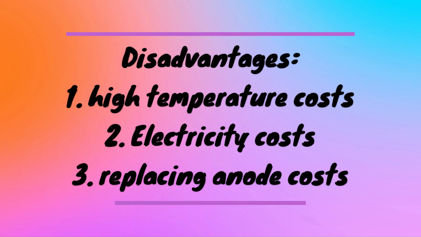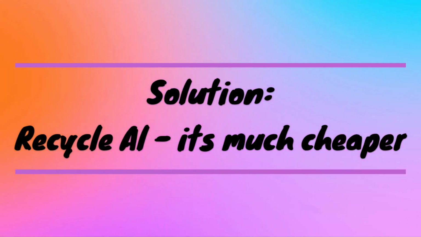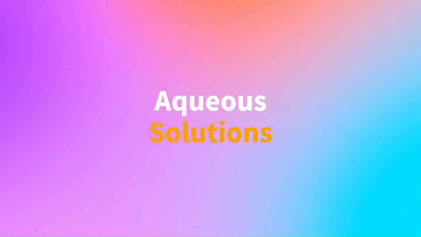Now there are 3 disadvantages to the electrolysis of aluminium oxide. Number 1, we have high temperatures, that means we've got high costs involved. Number 2, we've got electricity costs, and number 3, we have the cost of replacing that anode. That means that the electrolysis of aluminium oxide is very, very expensive. The solution to this problem is recycling aluminium. This is much cheaper.